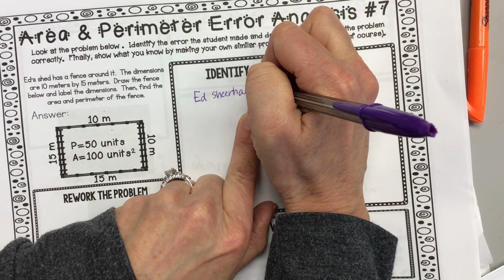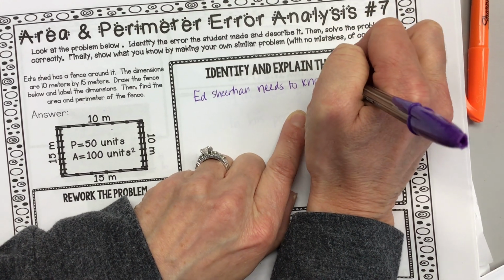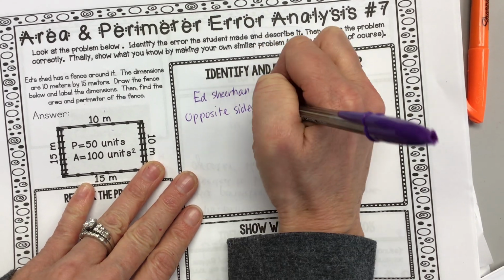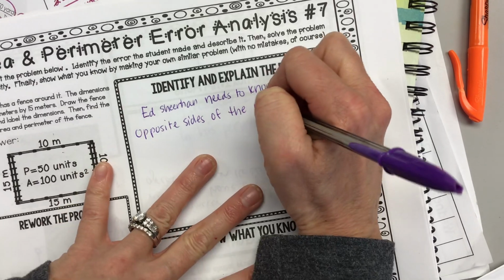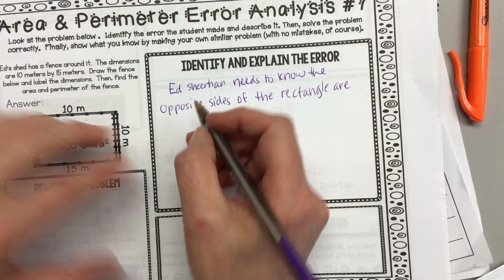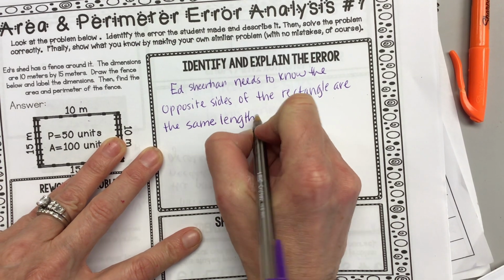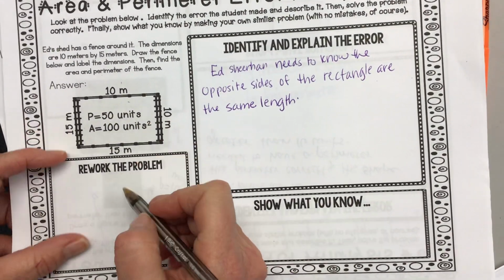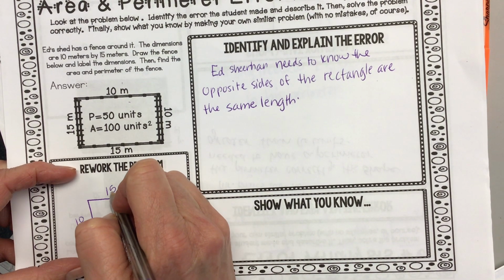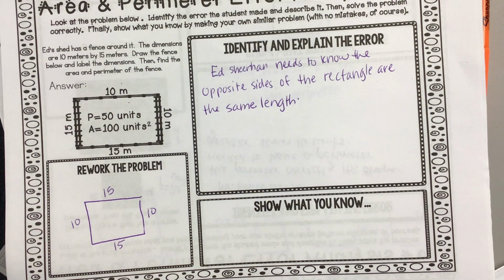Ed Sheeran needs to know the opposite sides of the rectangle are, follow along with what I'm writing please, the same length. The opposite sides need to be the same length. So he should have drawn it like this. 10, 10, 15, 15. Okay? So then what is his second mistake?